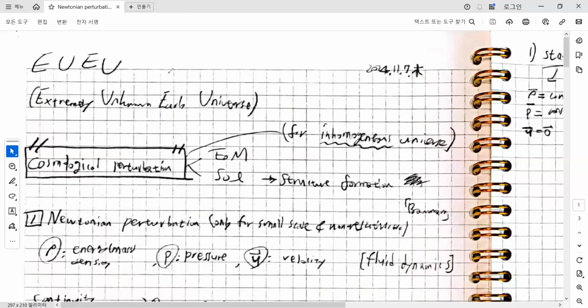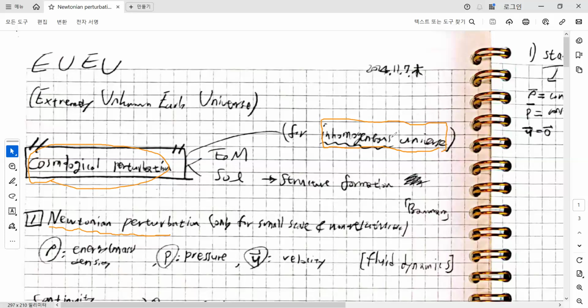In this lecture we talk about cosmological perturbations, especially focusing on using Newtonian gravity. Newtonian gravity can only apply to small scales and the non-relativistic case. Cosmological perturbations correspond to the inhomogeneous universe case. In standard cosmology, generally we consider a homogeneous universe.